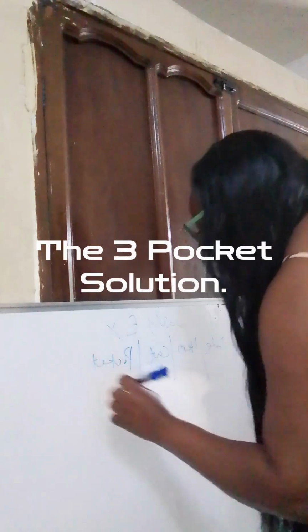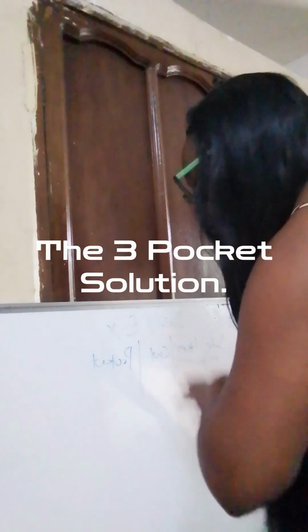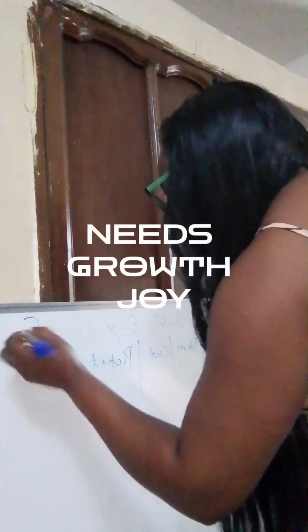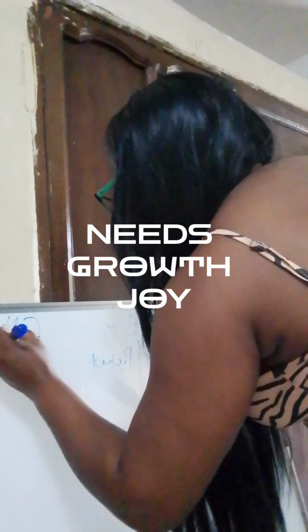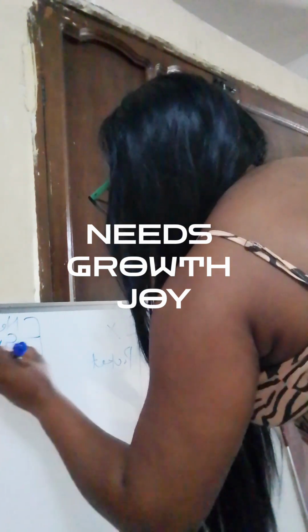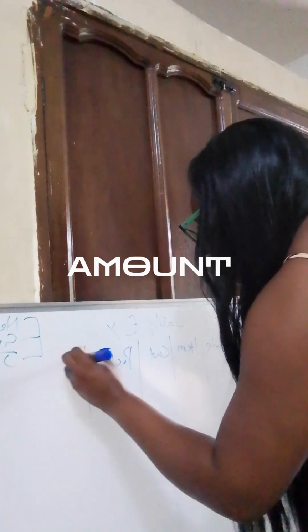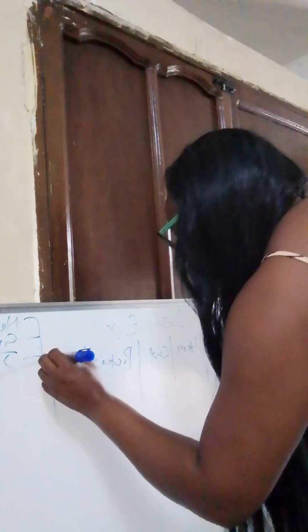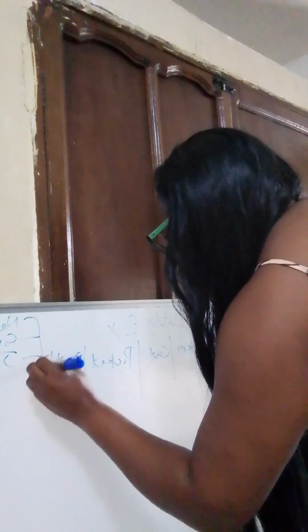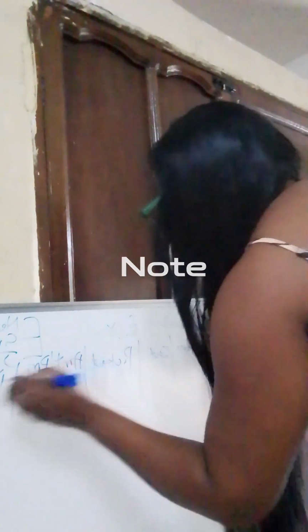This pocket is going to serve as the 3 things we want to fix on our daily expense. So the 3 things will fall under needs, growth, and joy. Okay, so we have our pocket, then we have amount. I'm abbreviating it so that it will size in on the board. Amount, payment method, and note. This note is to tell you what happened at the end of the day.